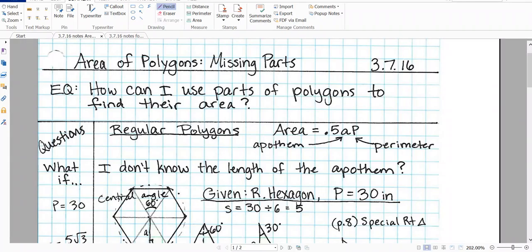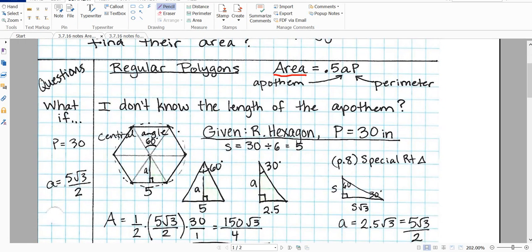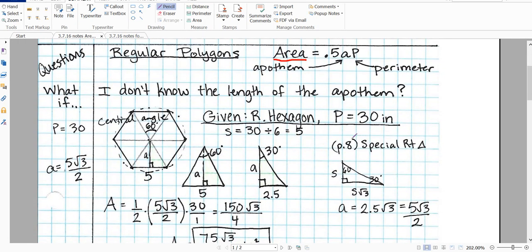Okay, so how can I use parts of a polygon to find the area? Well, we know the area formula. The area of a regular polygon equals 1/2 times the apothem times the perimeter. So, what if we don't know the apothem? What can we do? Well, we can solve for it. We can use our background in trigonometry and figure out what the apothem equals using what information we do have.